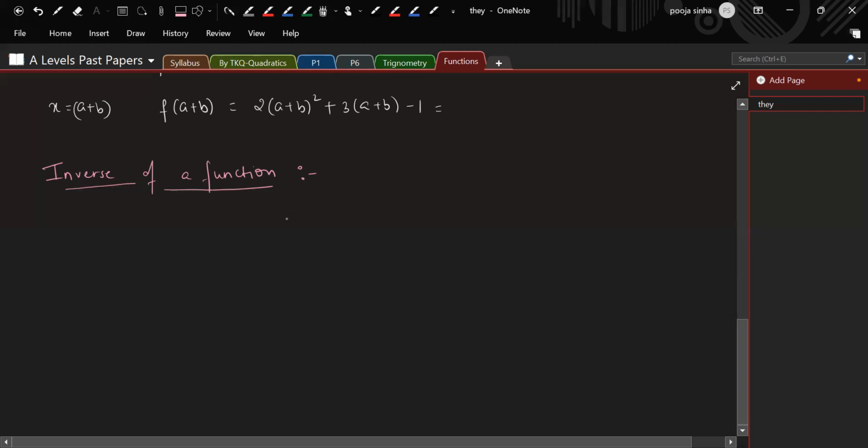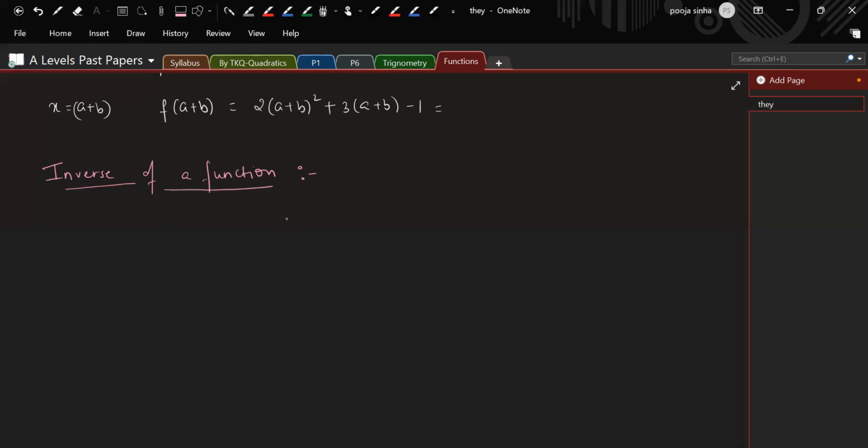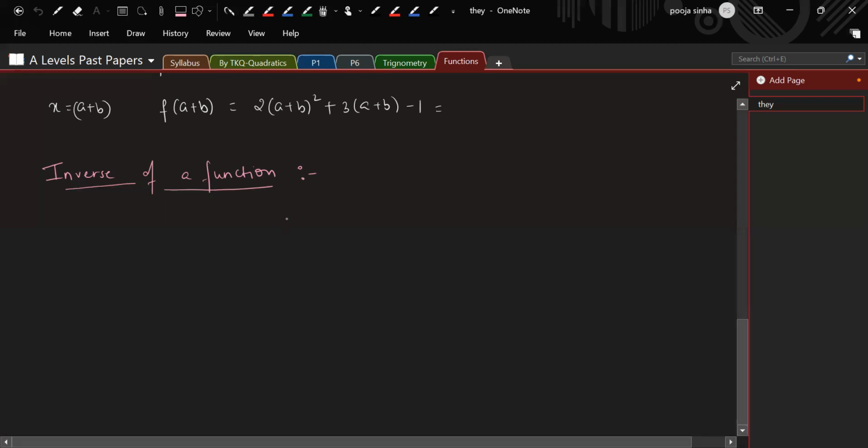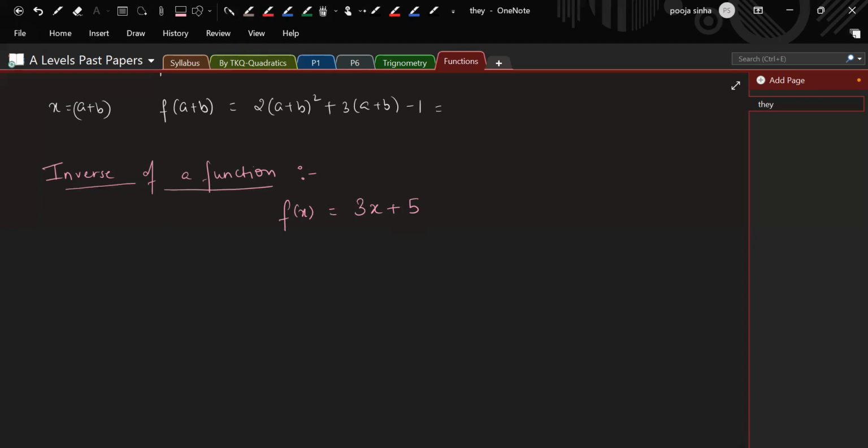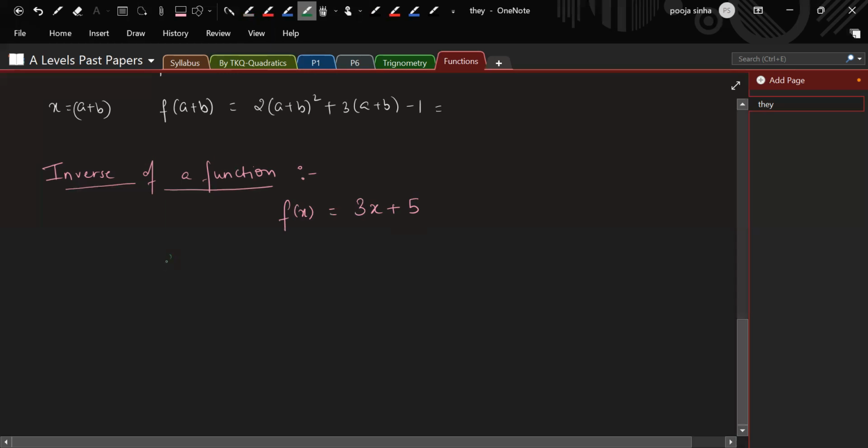As you said, you already have the output, and you're trying to go back to the input. So what are the steps? I'll take a very simple equation. There are certain steps that we need to follow here. Say f of x is equal to 3x plus 5, and we have to find the inverse of this. What are the steps? Any idea? What is step 1?